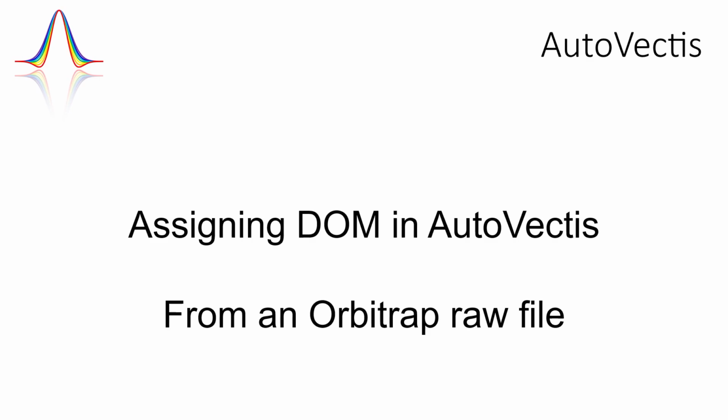Hi, in this video I'm going to be giving a demonstration of how to undertake dissolved organic matter assignment in AutoVectis. Normally you'd expect me to be processing ion cyclotron resonance or MRMS data, or possibly even orbitrap data starting from the transient. But in this case I'll be processing orbitrap data that was recorded as a raw file.